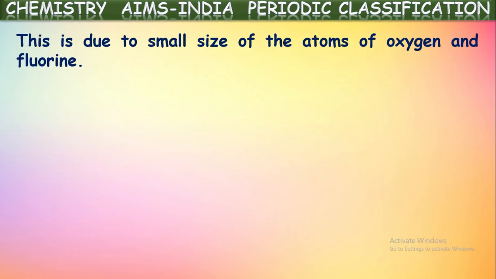So this is due to the small size of those atoms of oxygen and fluorine. Even though they have a strong tendency to attract electrons, because of their smaller size, if they gain an electron, they have to use a certain amount of energy to overcome the repulsions between the electrons. That is why these elements have less electron affinity than expected.